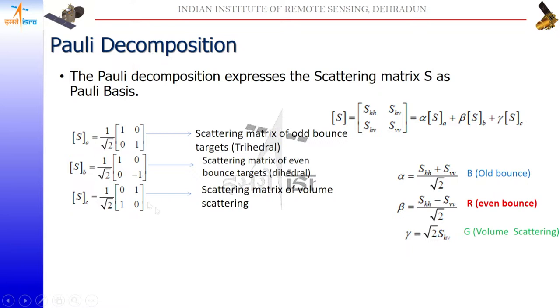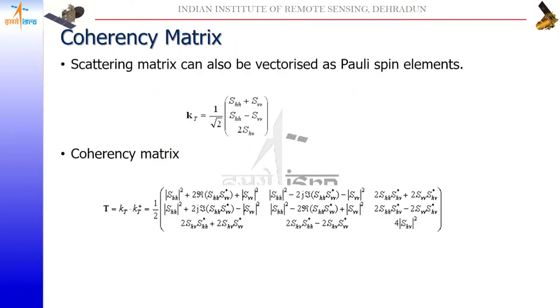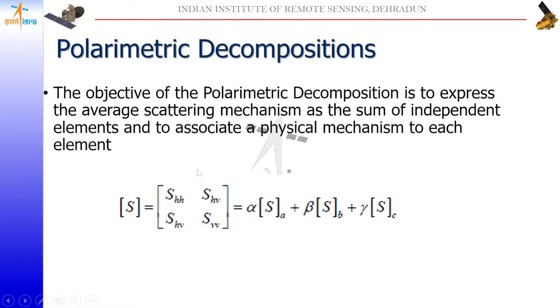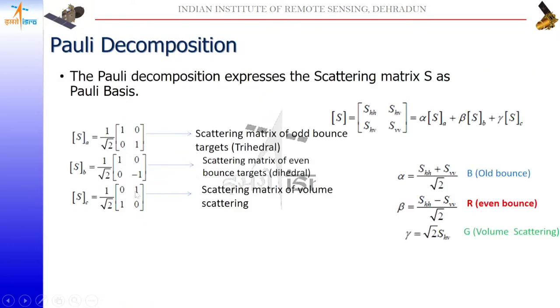negative value. And in the volume scattering we actually depolarize the signal, so in the HV polarization we have the 1 value. This is HV polarization, it is depolarizing, so we are putting a 1 1 value here. So that is the scattering matrix for the volume scattering. This is the scattering matrix of the single bounce, that is for the double bounce, and that is for the volume scattering.